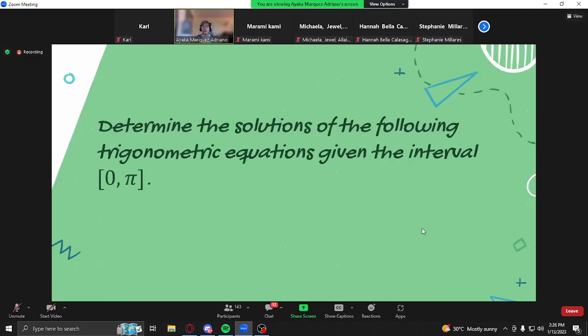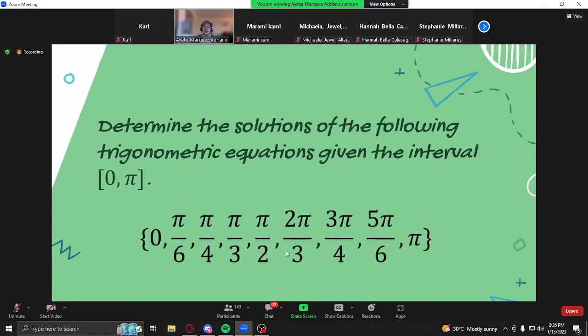Determine the solution of the following trigonometric equation given the interval 0 to pi. So when you say 0 to pi, it means starting from 0 degrees to 180 degrees, kasi pi radians is equivalent to 180 degrees. So kailangan lang natin mag-isip ng value na ganon. So ito yung mga choices natin. Here are the special angles. We have 0, pi over 6, pi over 4, pi over 3, pi over 2, 2 pi over 3, 3 pi over 4, 5 pi over 6, and pi.